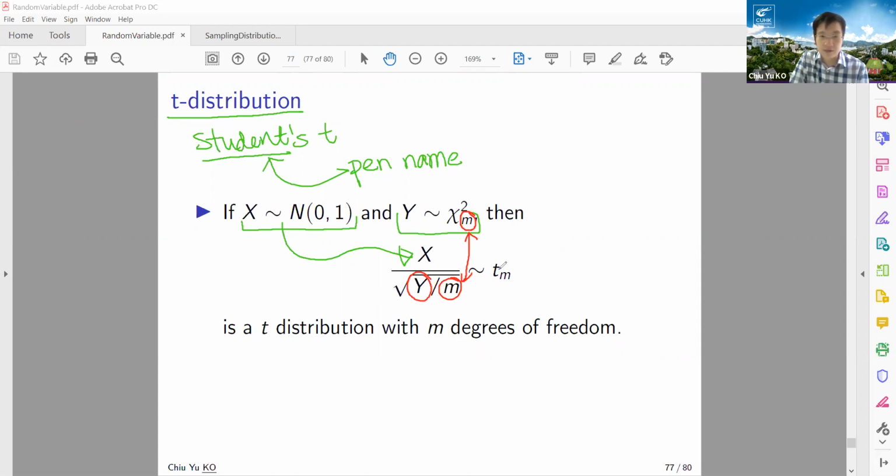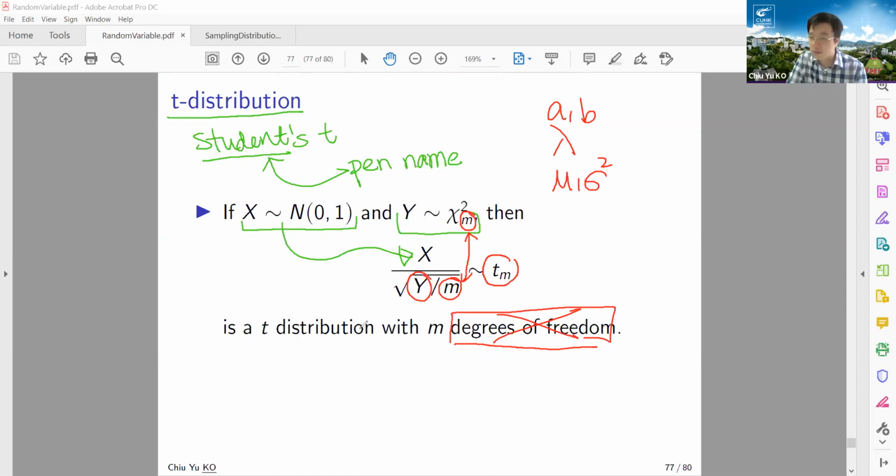Then if the m of them, we call it degree of freedom m. What is degree of freedom? We don't explain it now. It will probably become clearer in the next class, but you can just say m is some parameter, like lambda in the exponential, mu and sigma square in the normal, a and b in the uniform, just some number there. And for chi-square, it's also n, for t it is m. What it is will be clearer later, and we don't explain it now. We'll do it next class.